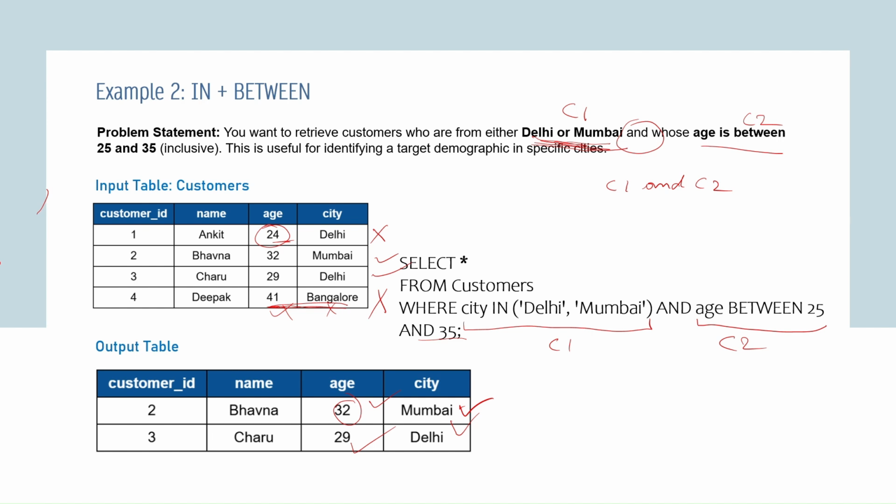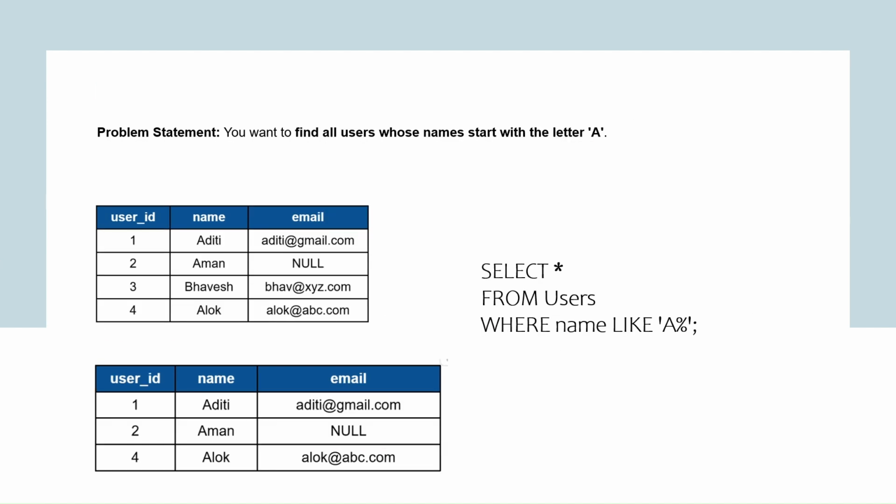So in this example, the problem statement says that you want to find all the users whose name starts with the letter A. Now it is very clear that it is a question of pattern matching, where we are going to make use of the LIKE operator. So let's take a look at the input table that we have, which is the users table, and in the table we have 3 columns: user ID, name, and the email of the user.